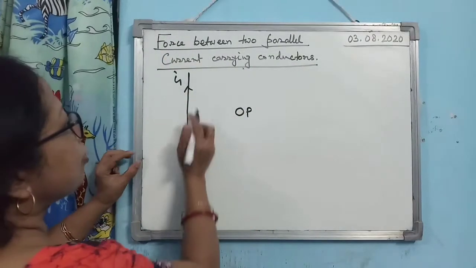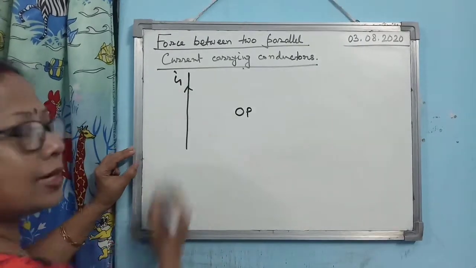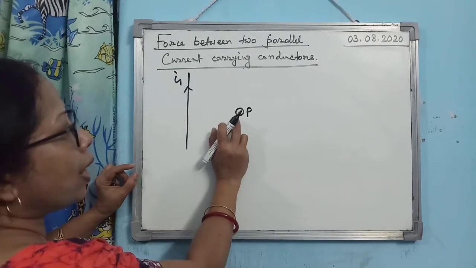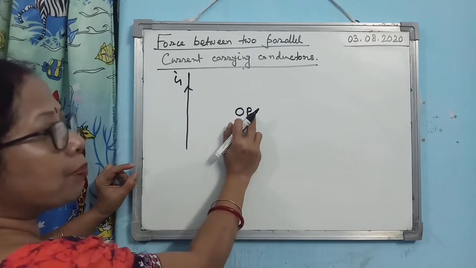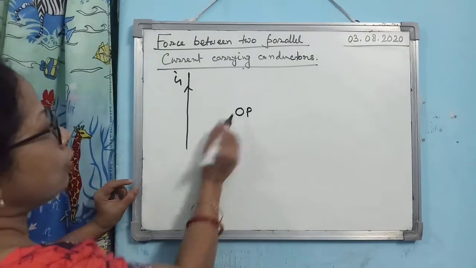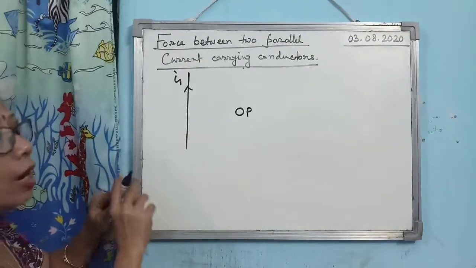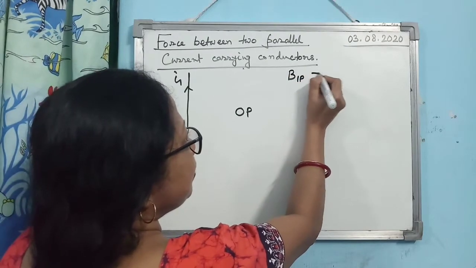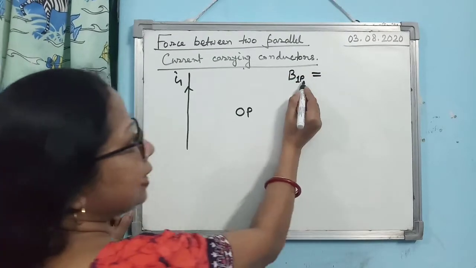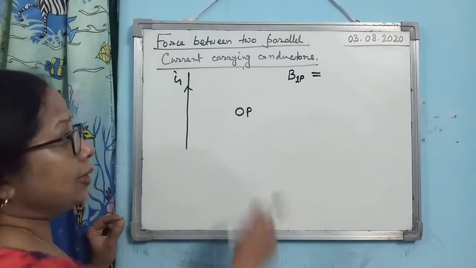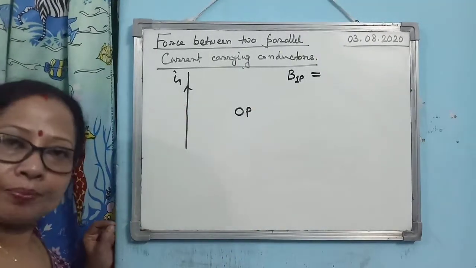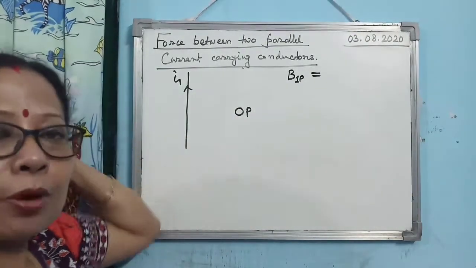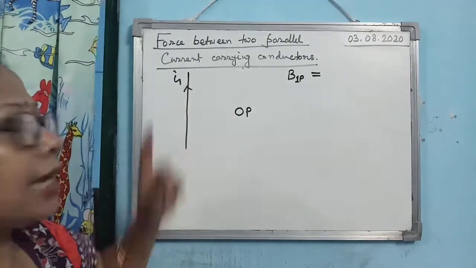So let us consider first the first conductor I1 is there. Now due to the conductor, find out what will be the magnetic field at the point P. Let us consider it is B1P. B1P means the magnetic field at the point P due to current I1.